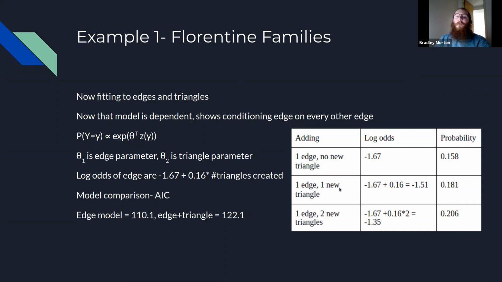However, if we are forming one new triangle, then the log odds change and we have a 0.181 chance. We can also, by adding one edge, create two new triangles. And then this would give us a higher probability. So if everything else is fixed, the probability of a marriage occurring between two families, if it would create two triangles that did not exist before, is approximately 0.2.